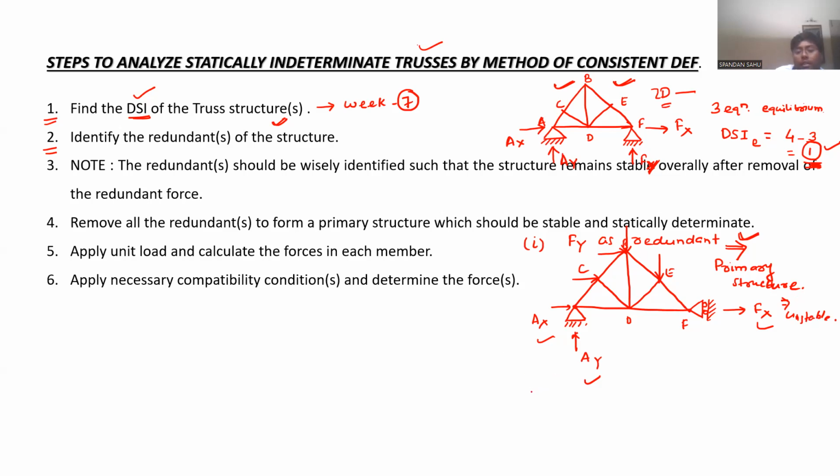So second, let us take Fx as our redundant. If you take Fx as your redundant, then what type of support will come at this joint F?